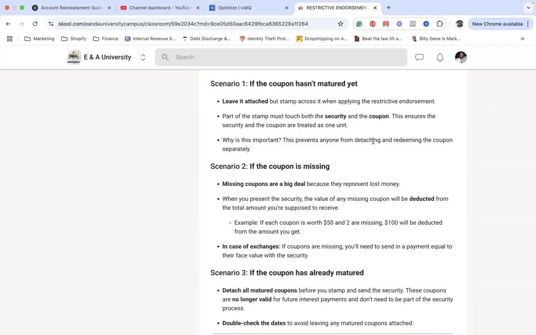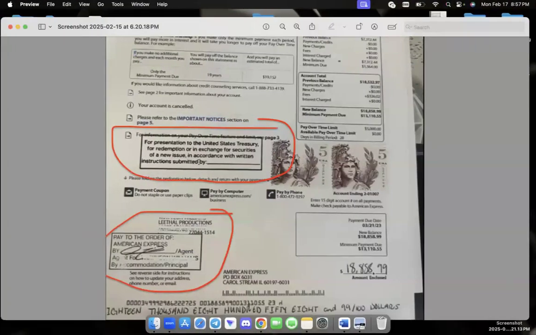Why is this important? It prevents anyone from detaching and redeeming your coupon separately. So if you don't get this restrictive endorsement, if you don't get part of it on the coupon and part of it on the security, someone can tear it off and redeem it because it hasn't been restricted. Is that making sense? Yeah, someone can take it. Correct. So if the perforated line was right here, technically they can just rip this off and it's no longer restrictive.